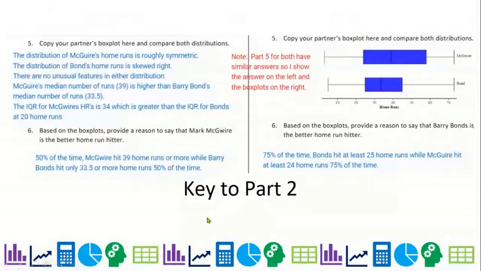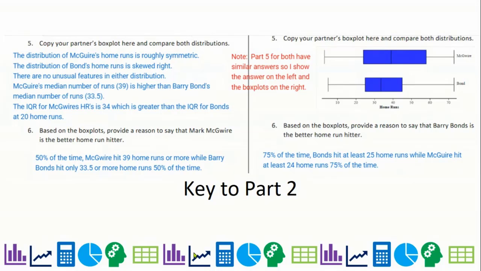Okay, so next piece, the distribution of McGuire's home runs is roughly symmetric. Now if you look at the mean and the median, you can see that the mean is 39.8 and the median is 39. On that scale, that's not that far apart. That's not that far apart, okay?